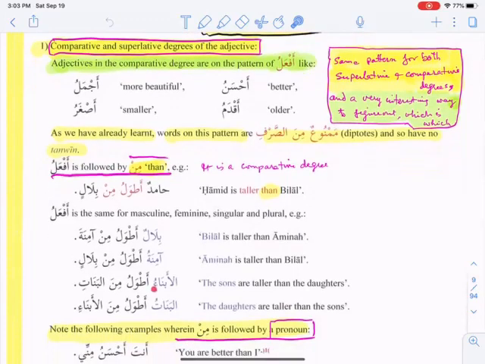Plural. Al-abnau, the sons, atwalu, are taller than the daughters, min al-banati. But atwalu remain atwalu. And then al-banatu, the daughters, atwalu min abnain. The daughters are taller than the sons. Did you get the idea, my brothers and sisters? So this makes the job easy for singular, plural, feminine, masculine. It remains the same.